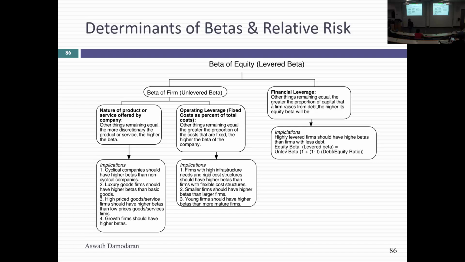A luxury retailer should have a higher beta than a discount retailer. And a discount retailer should have a higher beta than a grocery store. And within grocery stores, a Whole Foods should have a higher beta than a Kroger's. Pretty simply, elasticity of demand, discretionary, not discretionary.